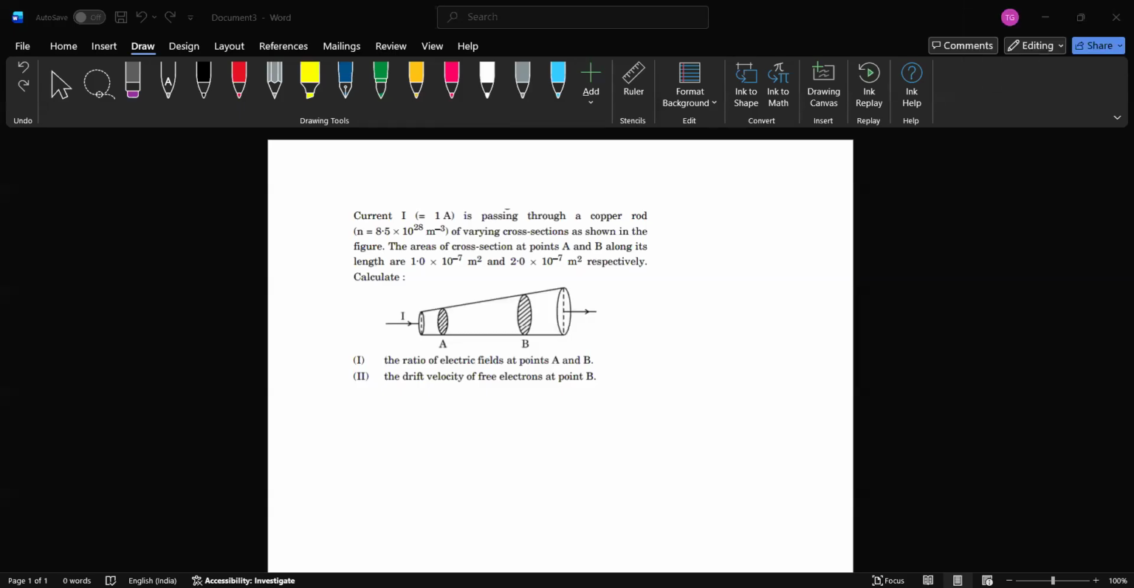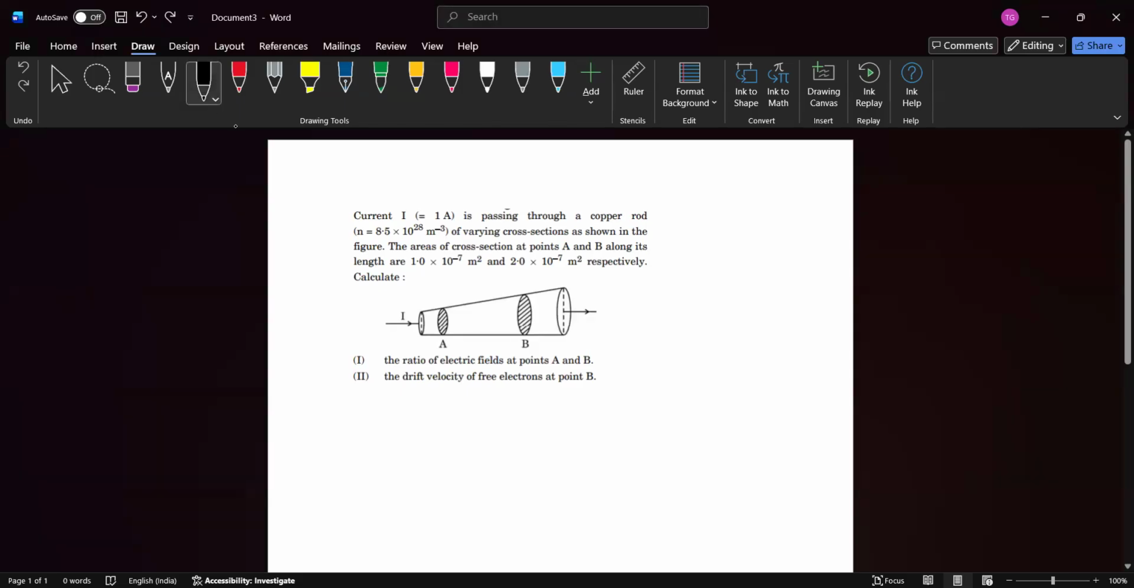Hello students. So today we will be discussing a question from PYQ. In this question, current I equal to 1 ampere is passing through a copper rod with charge density given. Charge density is 8.5 into 10 power 28 electrons per meter cube, of varying cross section as shown in the figure.